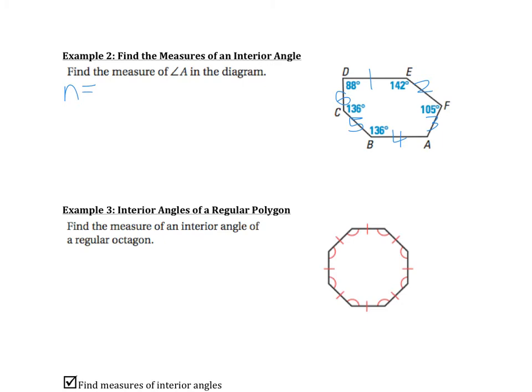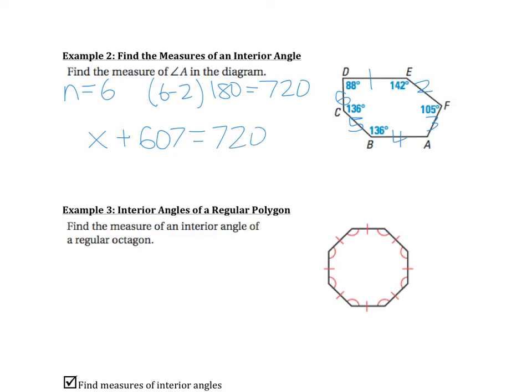n equals 6. Find out what all of them equal. So 6 minus 2 times 180 is 720. Add up what you have. If I add up 88, 142, 105, 136, and 136, I get 607. My measure of angle A I'm going to call x, and all of them must equal 720. So you subtract 607 from 720. So the measure of angle A would have to equal 113.